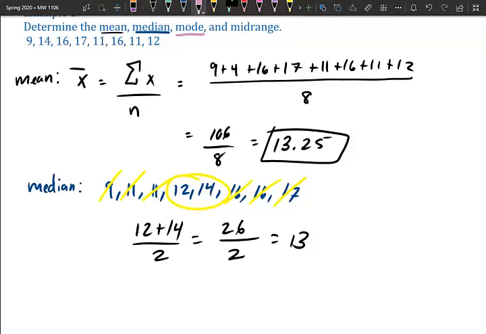Alright, the mode is the one that repeats the most. So the number that repeats the most, 11 repeats 2 times, and 16 repeats 2 times. So the mode is 11 and 16.